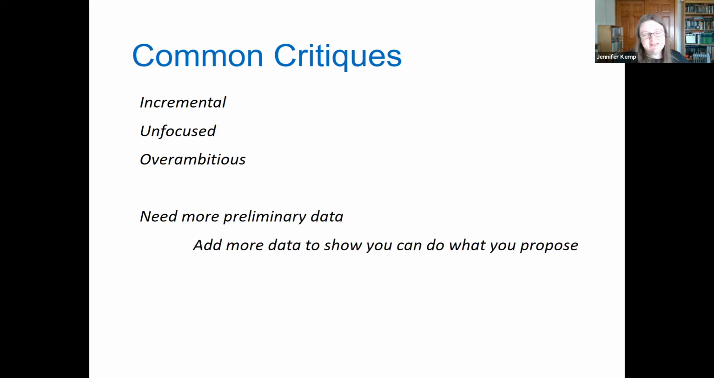More preliminary data is a really, really common thing that reviewers will come back with. And this just means they think it's a bit premature and they want to see more evidence that you're ready to do what you propose. So go back to the drawing board and just go back into your lab or into your clinic and get some more data before you go back in.